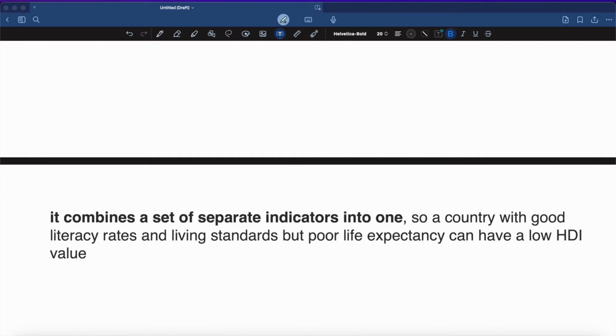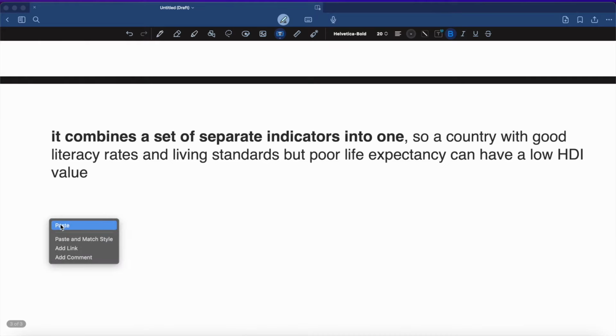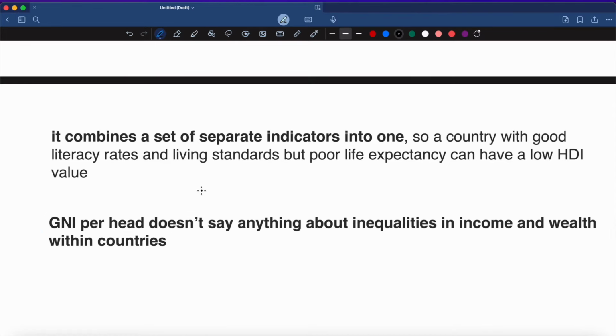Second of all, the GNI, which is the income per head, does not say anything about inequalities in the income and wealth within the countries. Because if I calculate the average income per head of the entire country, does that tell me about the inequality? Does that tell me about how many poor people? That could just mean there's one very rich person who is contributing to the average against many poor people, right?